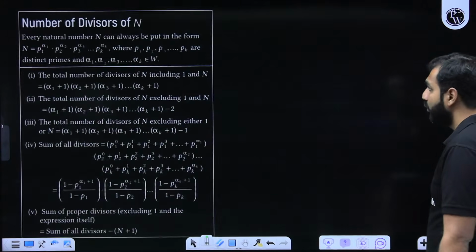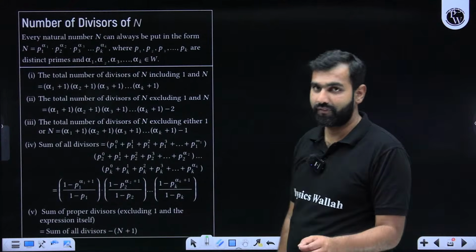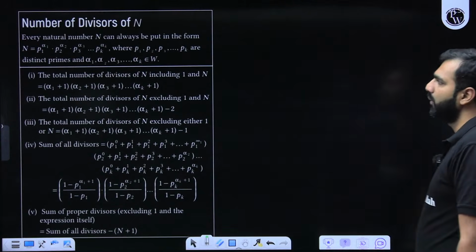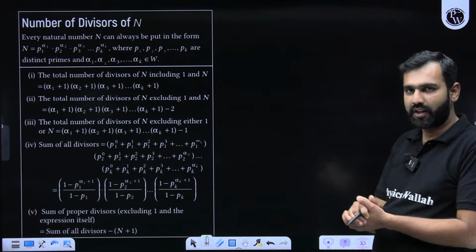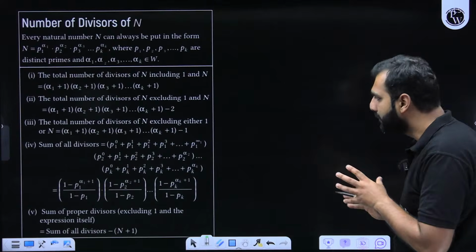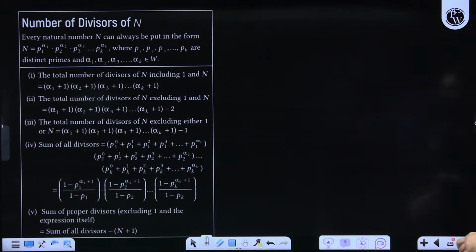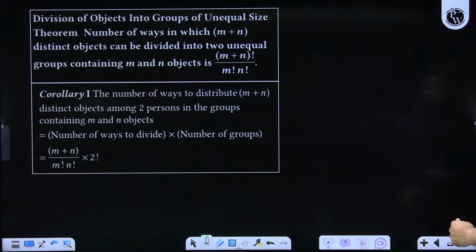Moving ahead with that, what do we see? Number of divisors of n. Just look at this formula sheet. We have done it in PNC. Just look at this part, take a screenshot of it, and you will be able to get a good sense out of it. Moving ahead with the next part, what do we see?